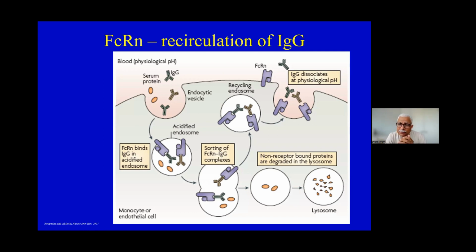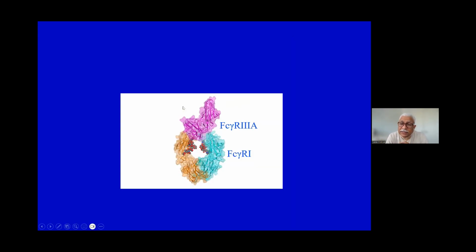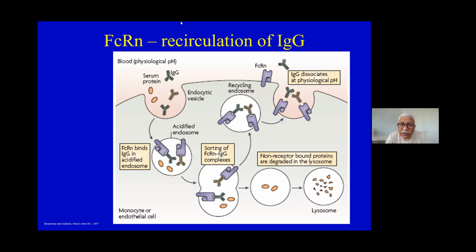This is what happens. This is called FcRn. There is a receptor called FcRn. N stands for neonatal. FcR is Fc receptor, neonatal. This is expressed in all endothelial cells, which are the cells of our body which line our blood vessels, right? All of these express FcRn.